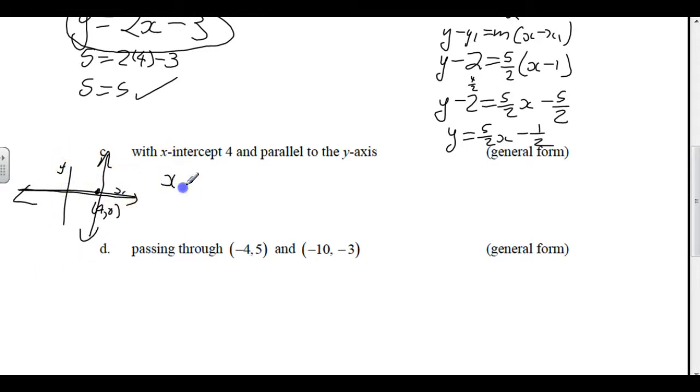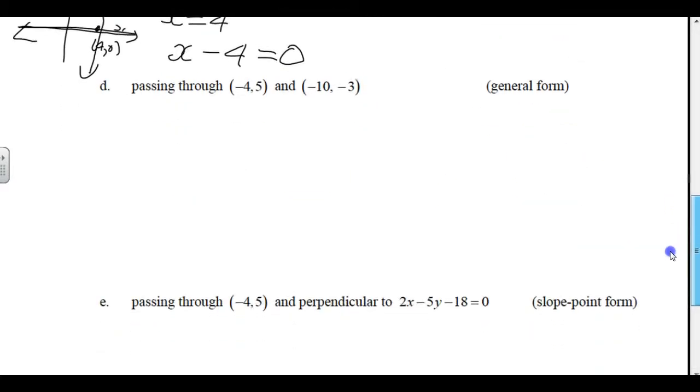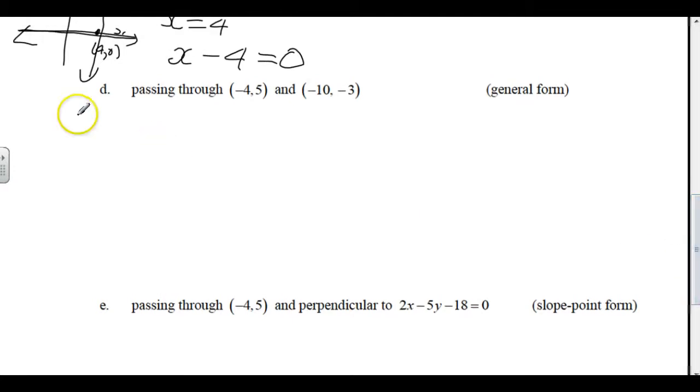So the equation is x equals 4, but it wants general form. General form, x minus 4 is equal to 0. So we need to pay attention to, in this case, changing to general form. Passing through (-4, 5) and (-10, -3) in general form.